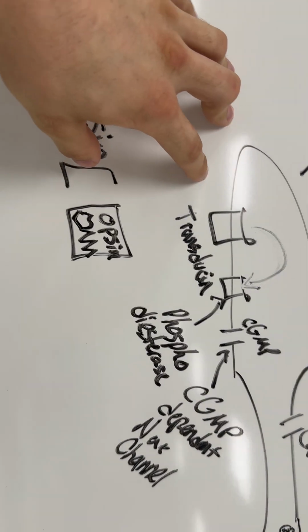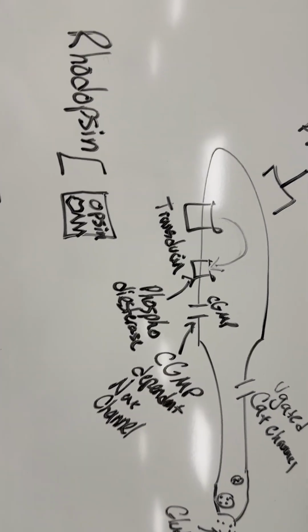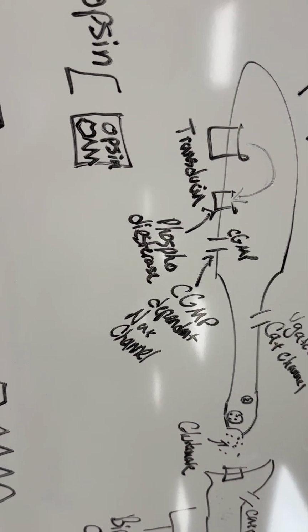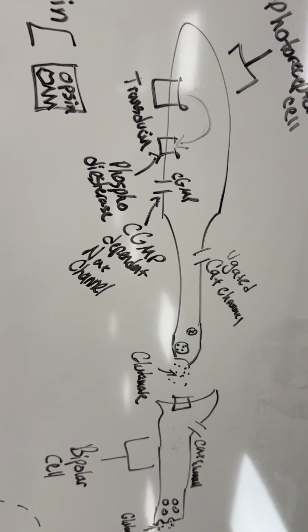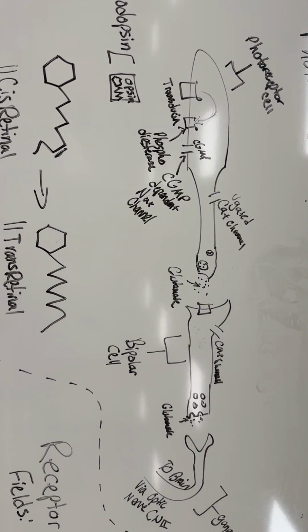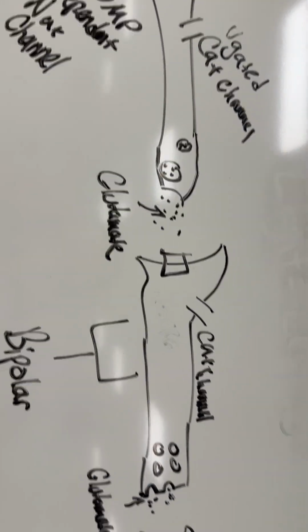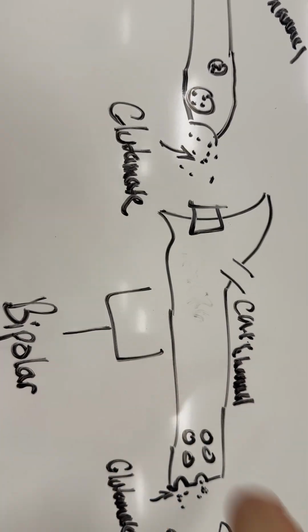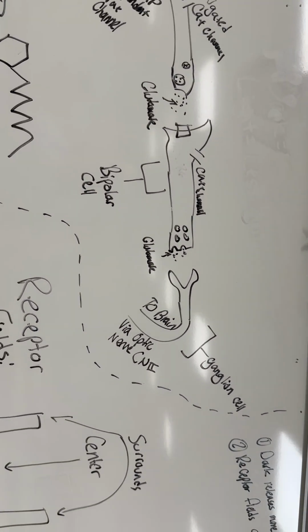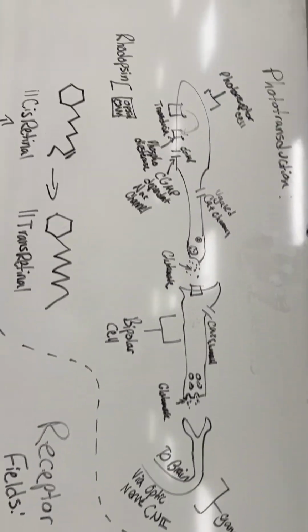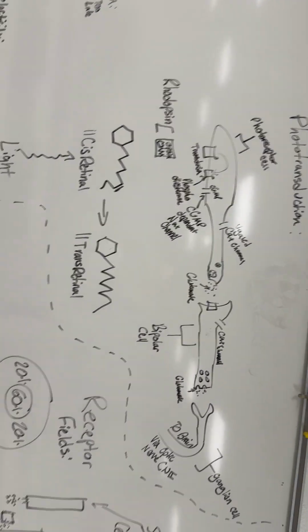But in the dark here, we don't have this G protein coupled receptor activated, which means that phosphodiesterase is inactivated, which means that this cyclic GMP is holding this Na channel open, which means that our voltage-gated calcium channel is being kept open, which means that we are secreting glutamate onto this bipolar cell, which means that this G protein coupled receptor is inhibiting this calcium channel, which is preventing the release of glutamate onto this ganglion cell here. So that's what happens in the dark. And that is how we turn light into action potentials.